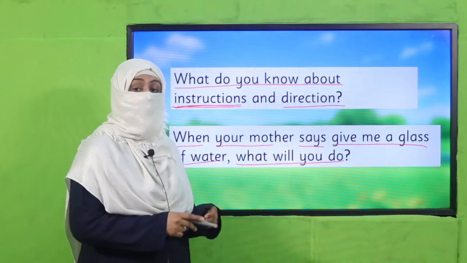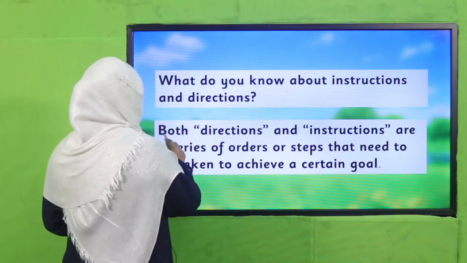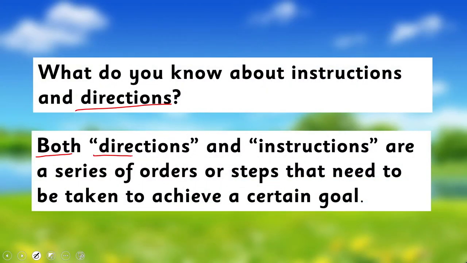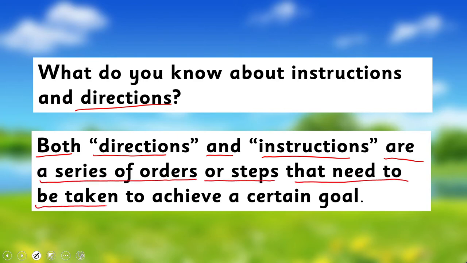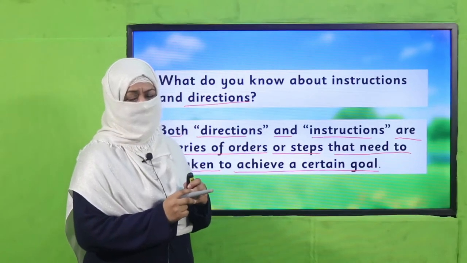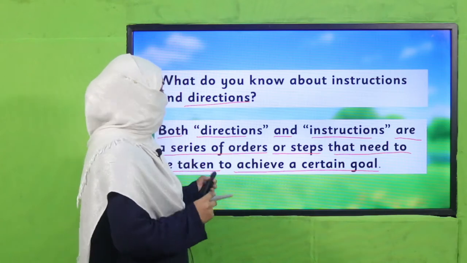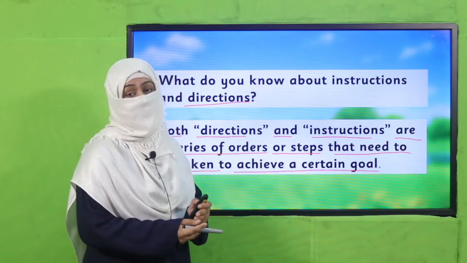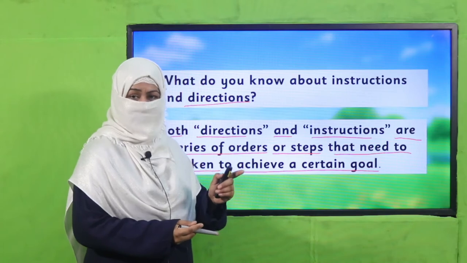Yes, my dear students, I hope you could recall that directions or instructions, both directions and instructions, are a series of orders or steps that need to be taken to achieve a certain goal. It means the way you want to do something, all the things you are going to do to accomplish that, and I'm telling you, do this, that becomes instructions or directions, right? So all the steps which include it, and sometimes it's just one instruction, all right?